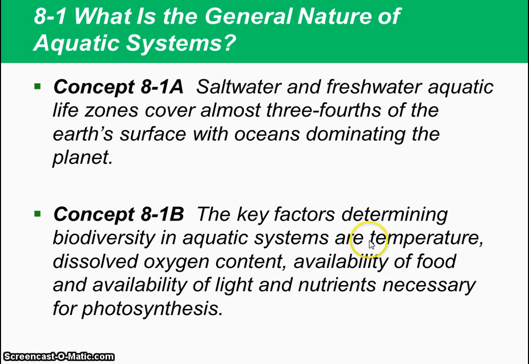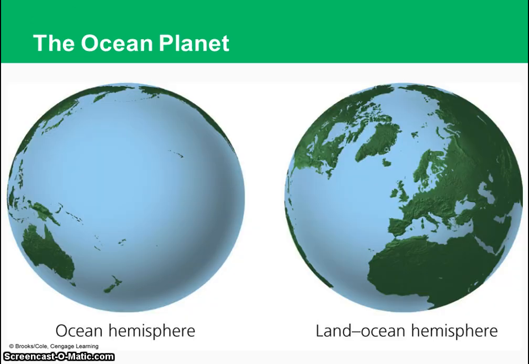They are, starting right here, temperature, dissolved oxygen content, availability of food, and availability of light and nutrients necessary for photosynthesis. So once we have those in place, that's everything that we need for the net primary productivity. The base of the food chain is well nourished, and we can have then our animal species up the food chain as well. What we see first is a picture of the planet without any of the ice caps.